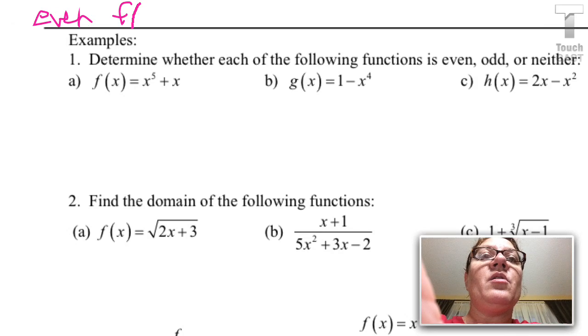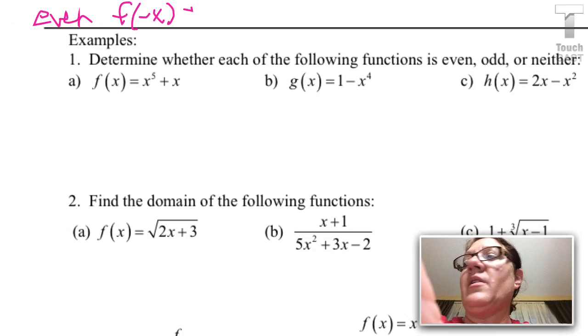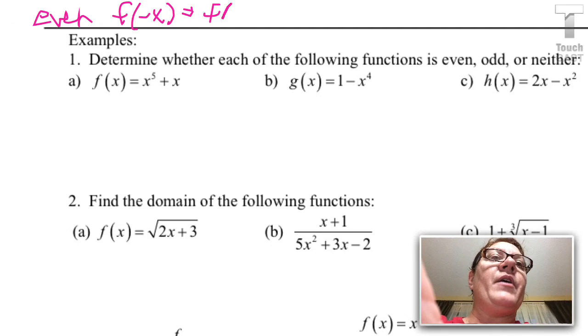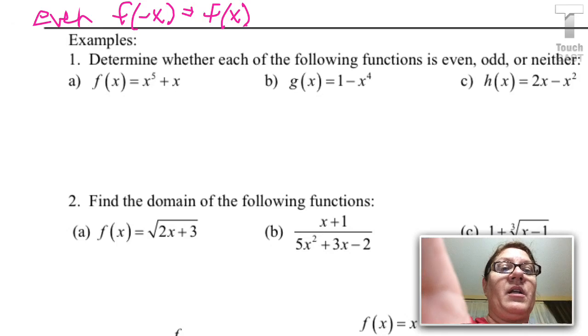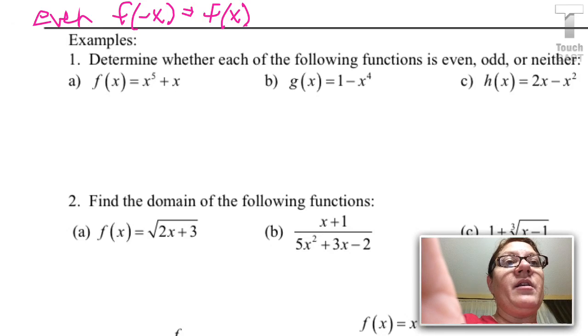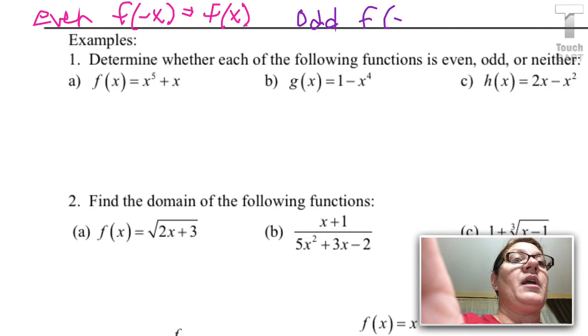I can substitute in negative x in place of the x, and I still get the same y value. I still get f of x. So I substitute in negative x and I still get y. And it's odd, and we'll do one of those in a second and it'll make more sense. And it's odd if I substitute in negative x and I get negative y.